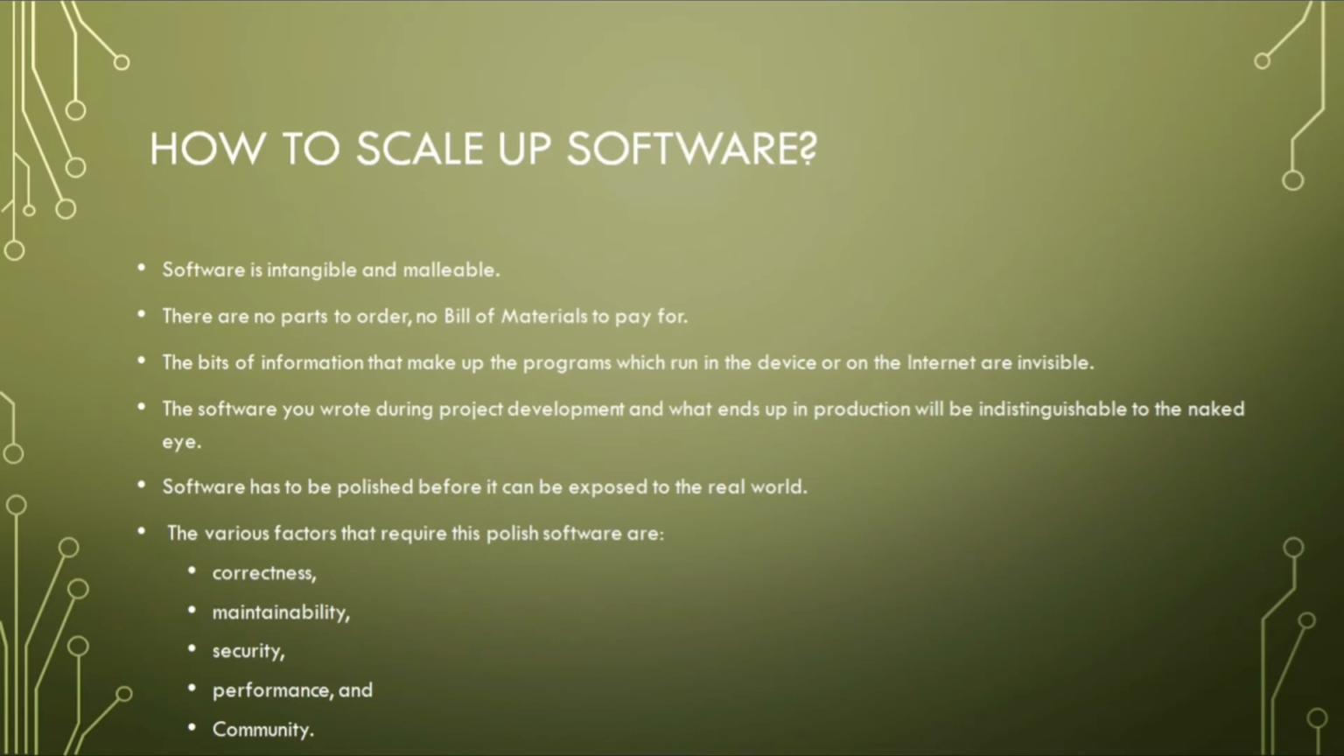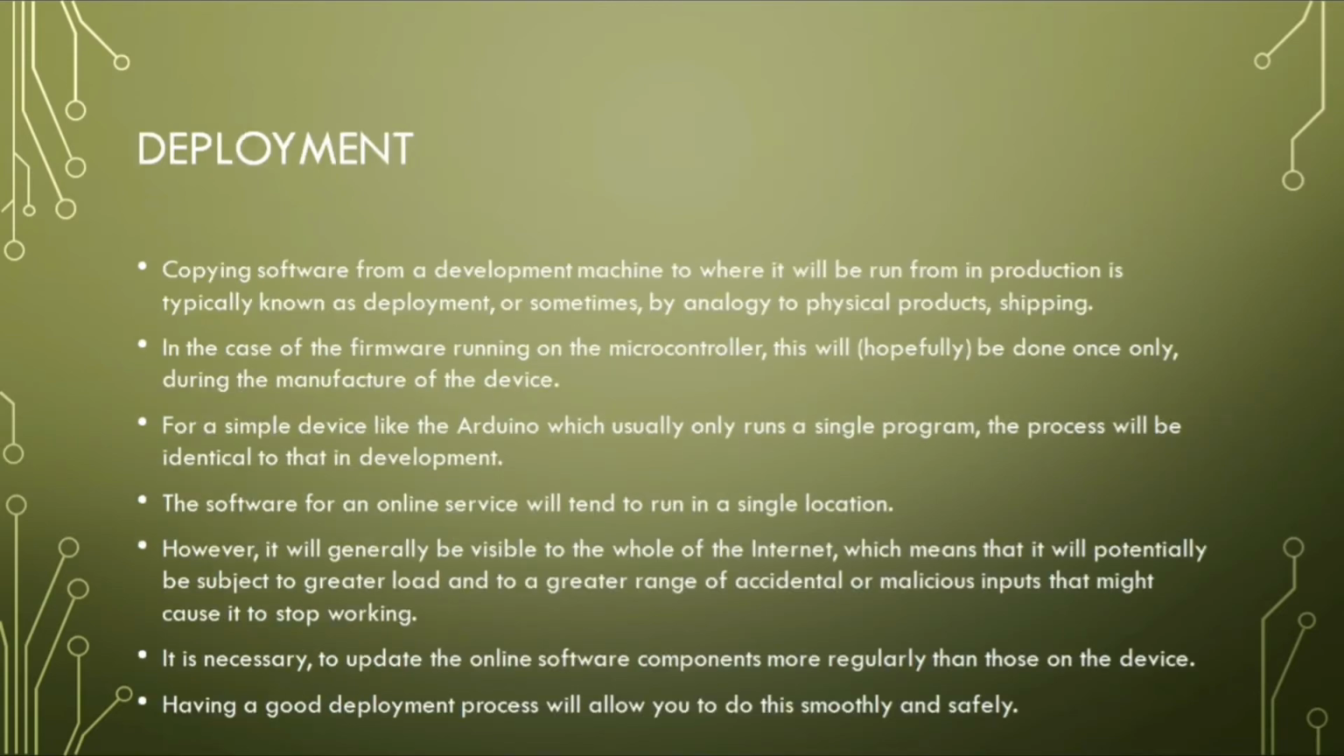Producing a physical thing as a prototype and manufacturing a product are two different things. Your product has to be polished before it can be exposed to the real world. This polishing involves checking for correctness, maintainability, security, performance, and community. The deployment involves both the embedded device and the online services that you have built, which need to be properly checked. Deployment is copying software from a development machine to where it will be run.